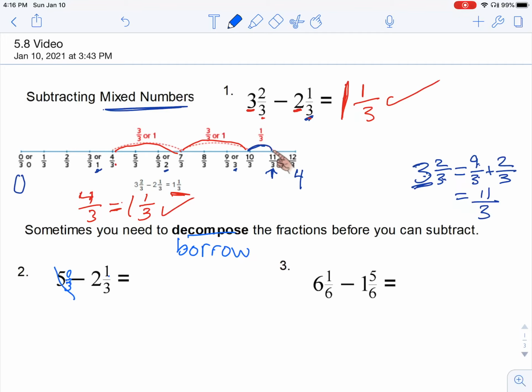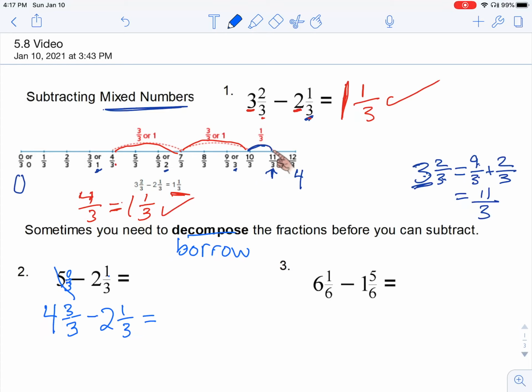So instead of calling this a 5, I'm going to call it a 4 and 3/3. Do you agree that that's the same thing, right? 5 is the same as 4 and 3 more thirds. 4 and a whole equals 5. And then I also have 2 and 1/3 still. Keep that.